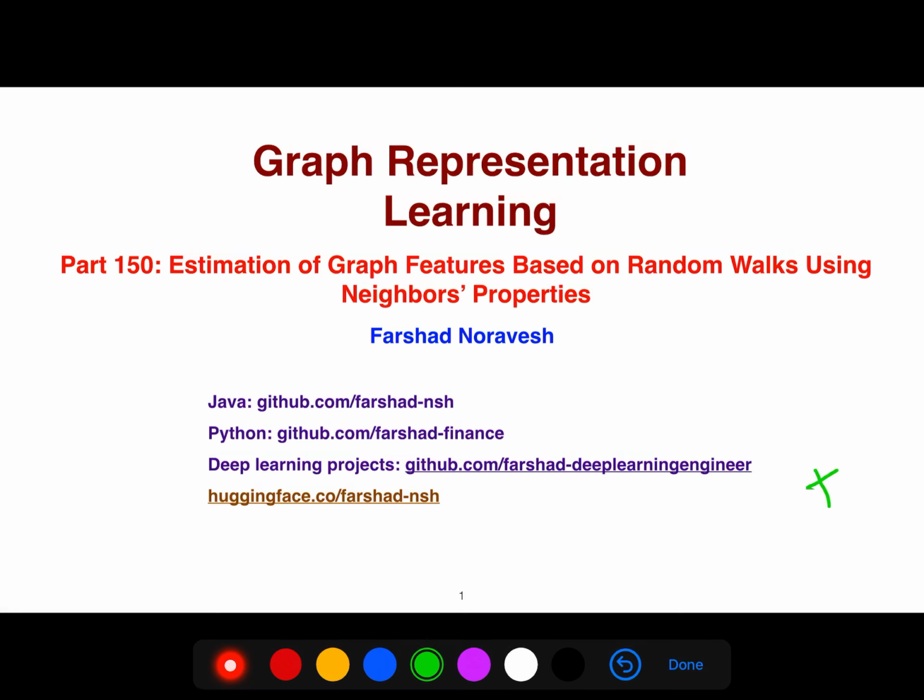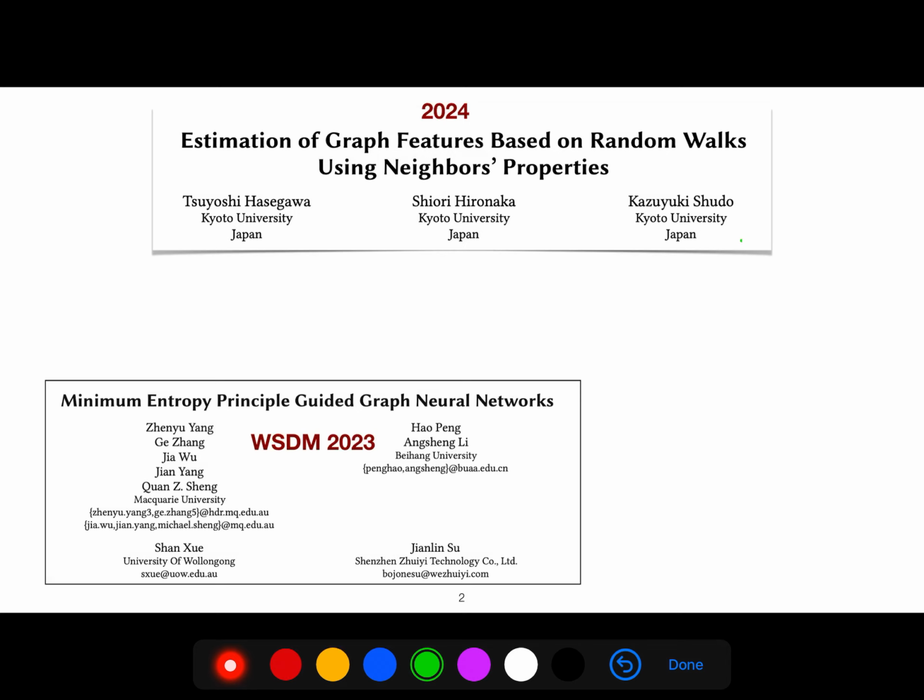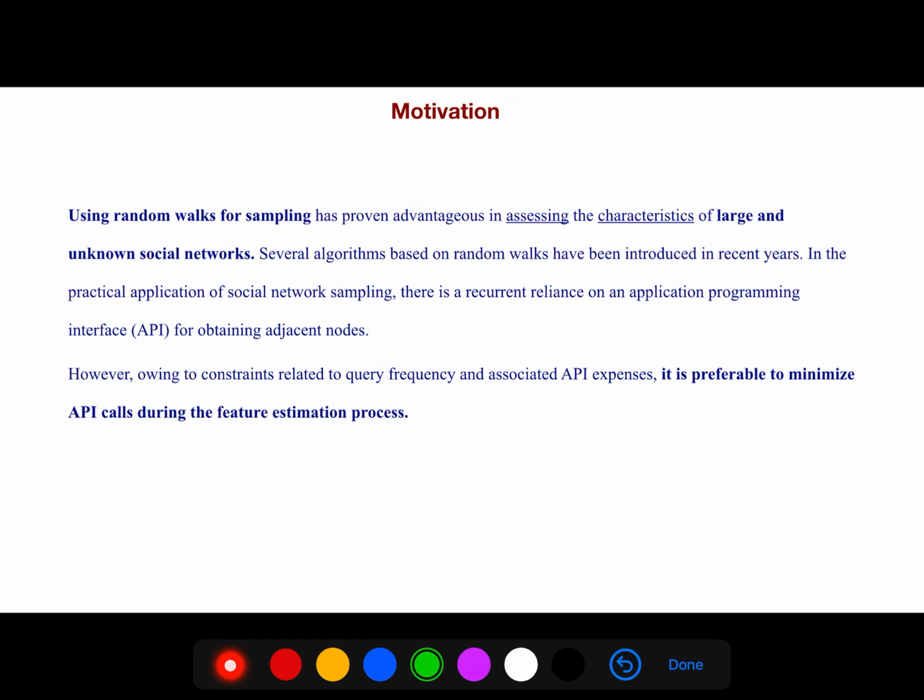Alright, so in this video I'm gonna be explaining another important paper with the title Estimation of Graph Features based on Random Walks using Neighbors' Properties. This paper is from 2024. Using random walks for sampling has proven advantages in assessing the characteristics of large and unknown social networks.